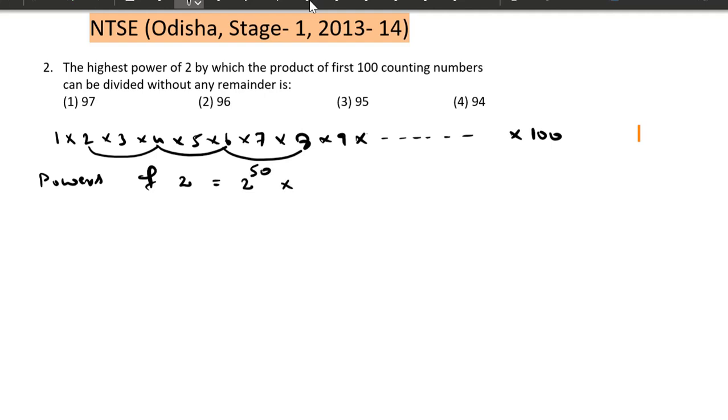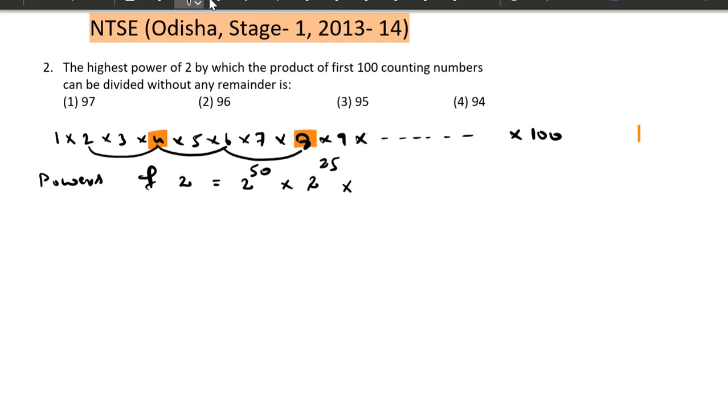So 2 power 50. But here 4 contains 2 factors, 2 into 2, two 2s. So 2 power 2, and only one 2 we took common. Now I am taking the second 2 from 4 and from 8 also. That means from every 4 consecutive numbers, we can take one more 2 as common. So up to 100, how many 2s can we take? 2 power 25. How did we get this 25? If you divide 100 by 4.